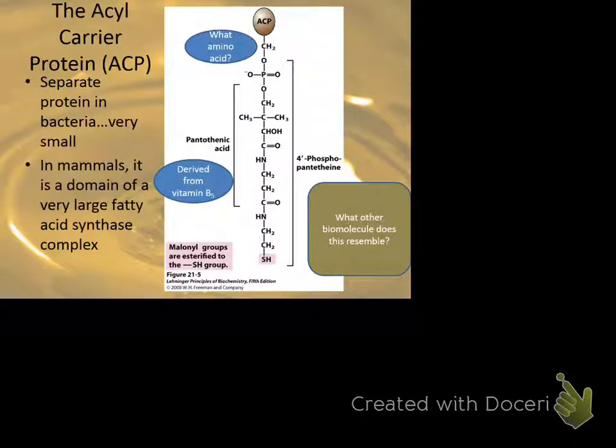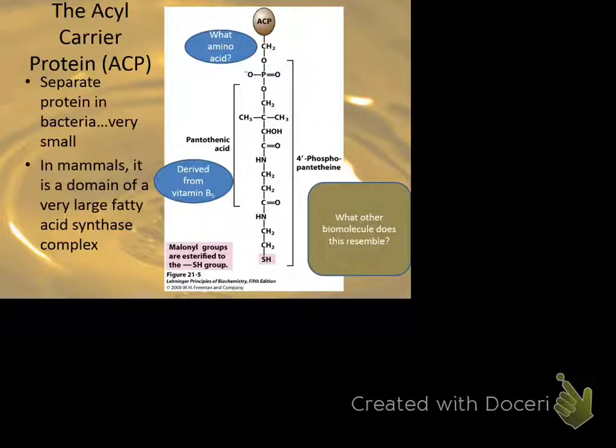Okay, this is the acyl carrier protein. As I mentioned before, in bacteria it's usually separate, but in us it's part of a domain of the very, very large complex. If we break it down in parts, we've actually seen something like this before. It has an amino acid side chain that looks like this, that gets activated by pantothenic acid, which is a cofactor that you need to get from your diet.